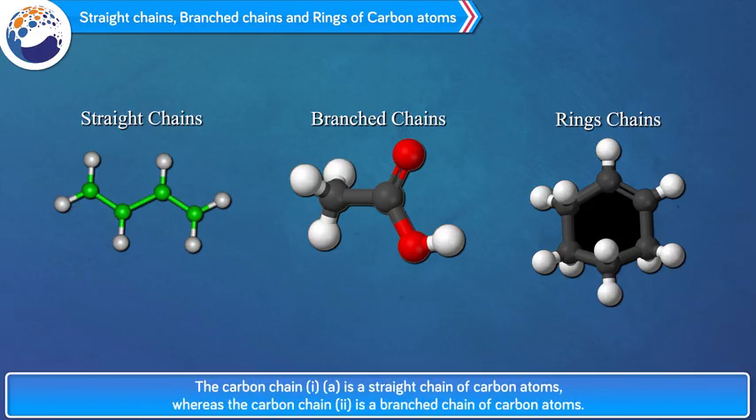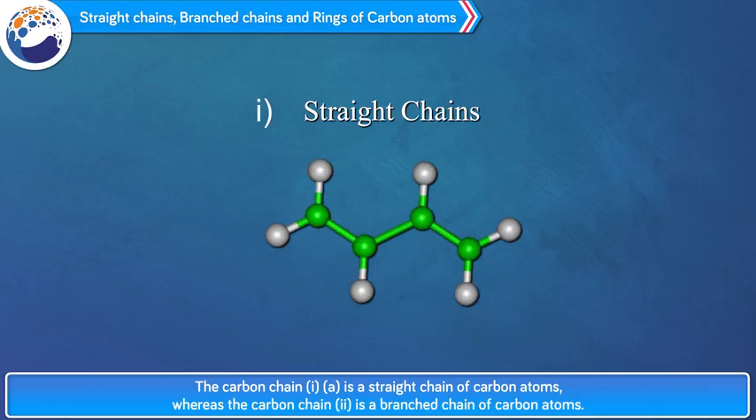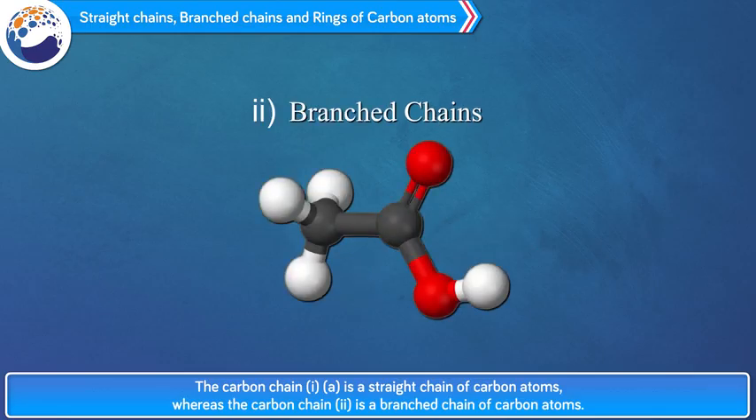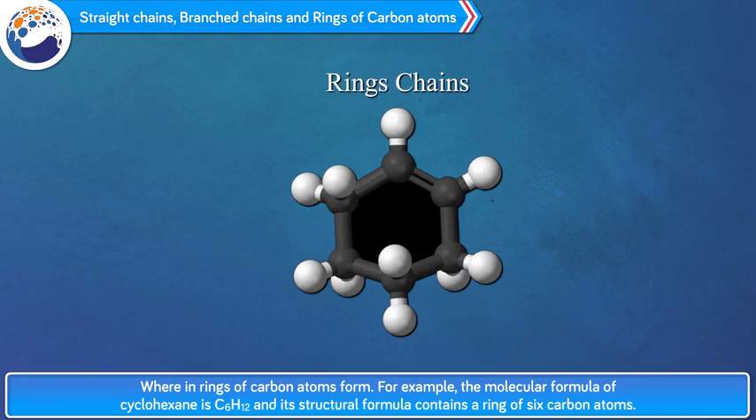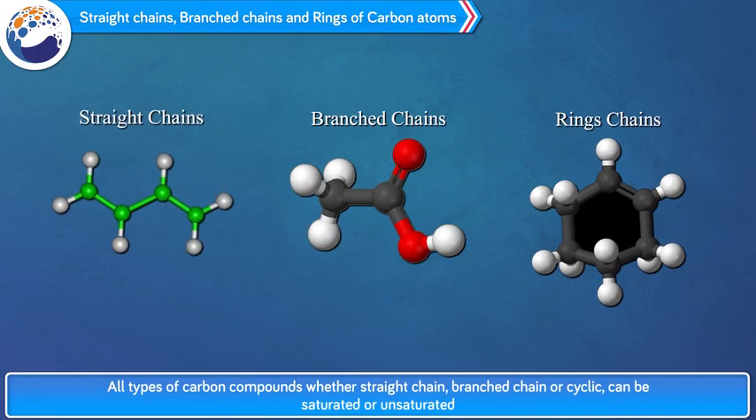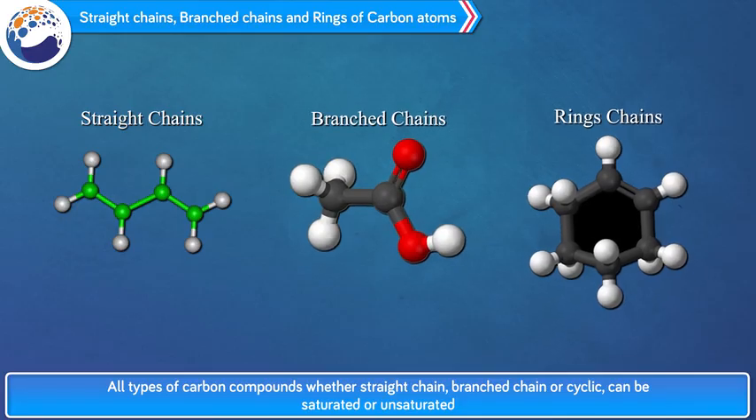The carbon chain 1A is a straight chain of carbon atoms, whereas the carbon chain 2 is a branch chain of carbon atoms. Apart from the straight chains and branch chains, closed chains of carbon atoms are present in some carbon compounds, wherein rings of carbon atoms form. For example, the molecular formula of cyclohexane is C6H12 and its structural formula contains a ring of 6 carbon atoms. All types of carbon compounds, whether straight chain, branch chain, or cyclic, can be saturated or unsaturated.